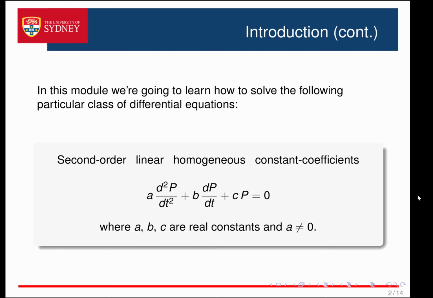We will learn how to solve the differential equation a d2p/dt squared plus b dp/dt plus cp is equal to 0, where importantly all of the coefficients of p and its derivatives are real constants. That is, a, b and c are real constants. This DE is said to be second order, linear, homogeneous with constant coefficients. We will now explain what each of these terms mean.